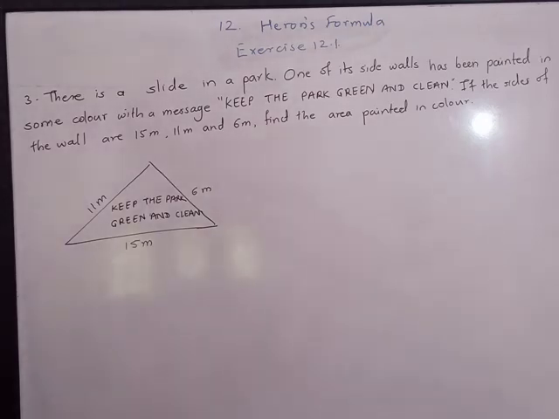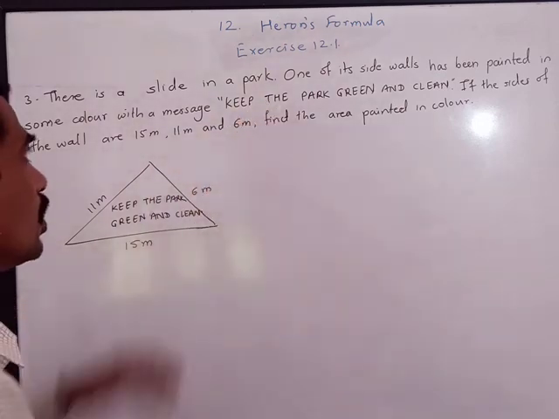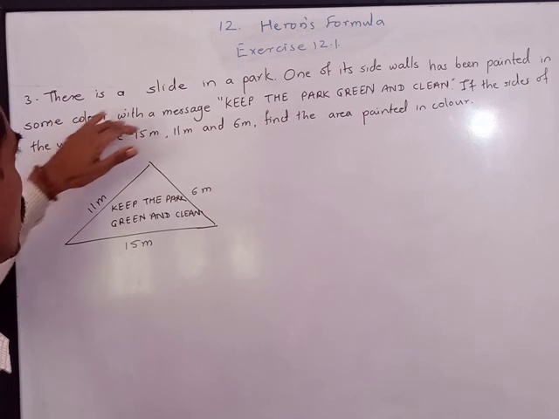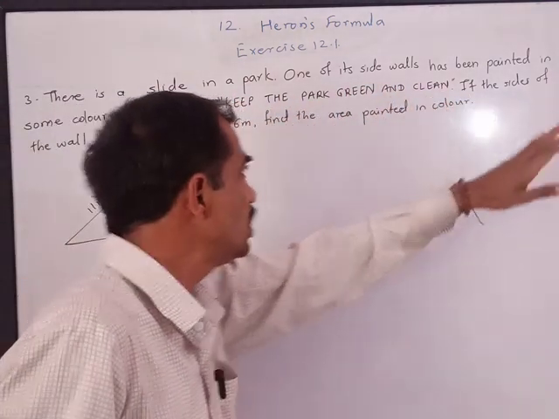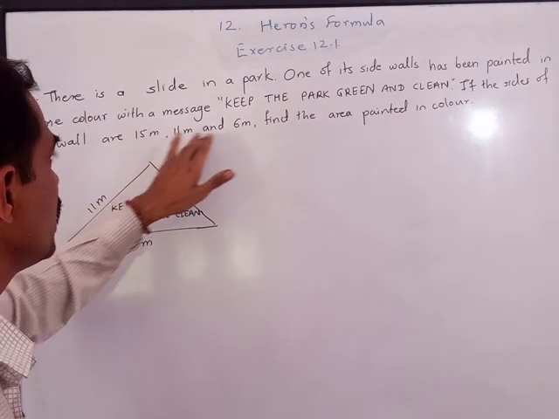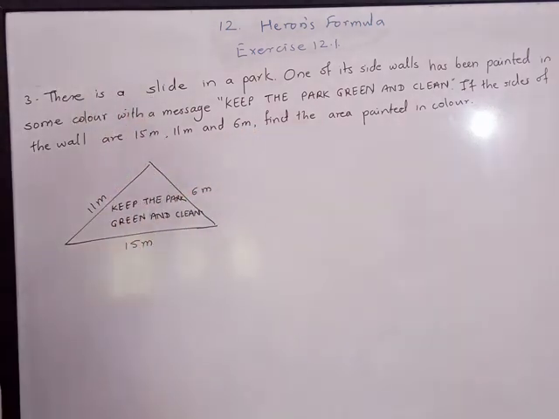Dear students, in 12.1, third question is: there is a slide in a park. One of its side walls has been painted in one color with a message, "Keep the park green and clean." If the sides of the walls are 15 meter, 11 meter and 6 meter, find the area painted in the color. So area is asked.